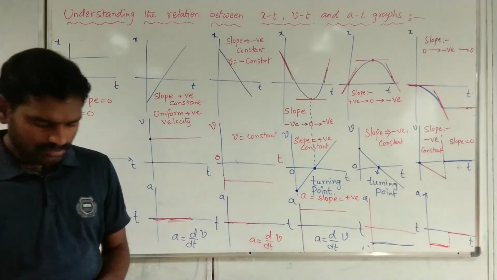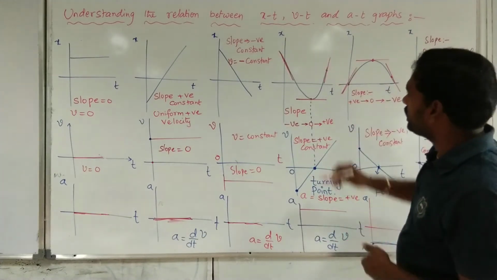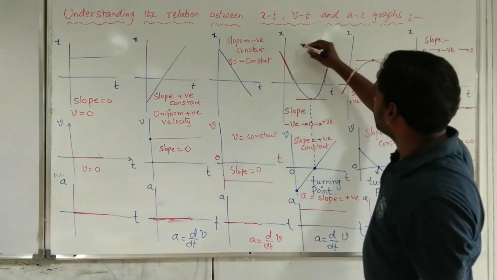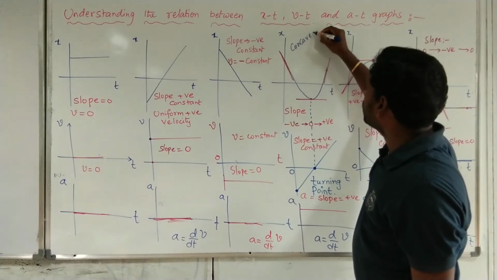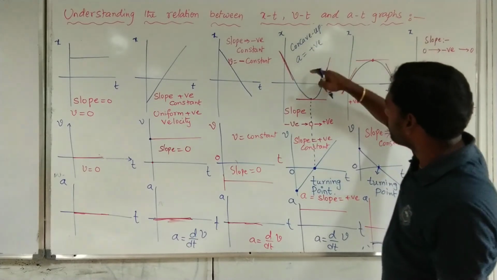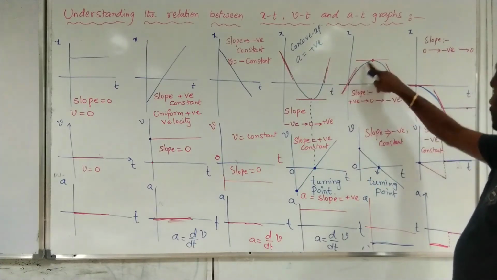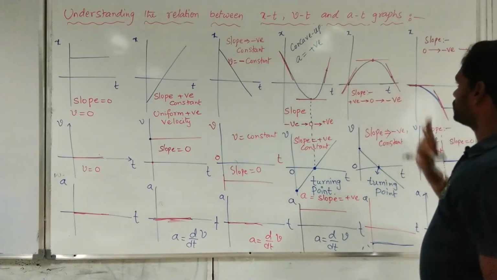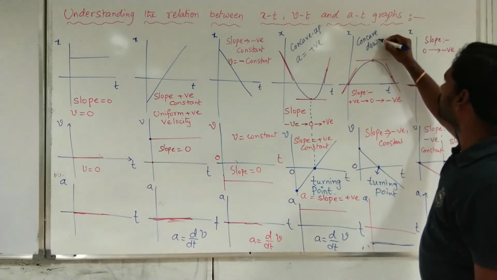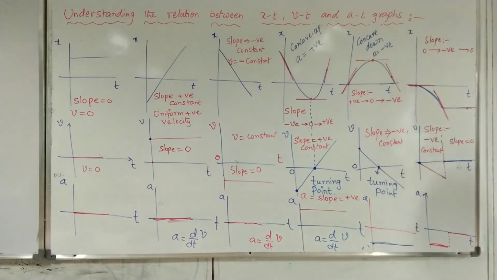And if the x-t graph is looking like this, here the curve is concave up. If the x-t graph is concave up, the acceleration is positive. The curvature is upside, so the acceleration is positive. Here the curvature is downside. We call this shape concave down. So, acceleration is negative.